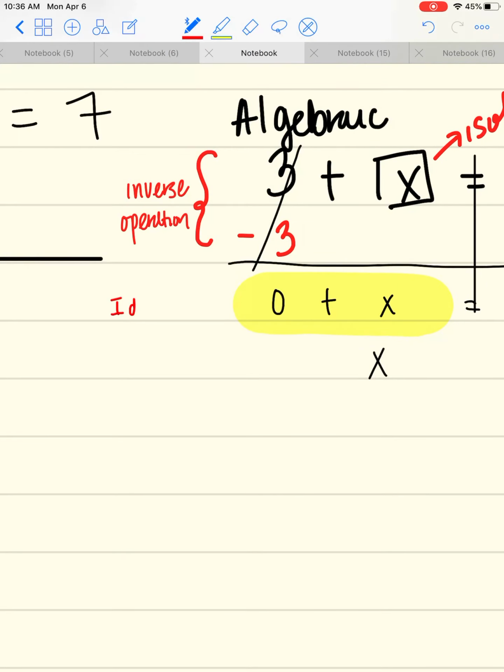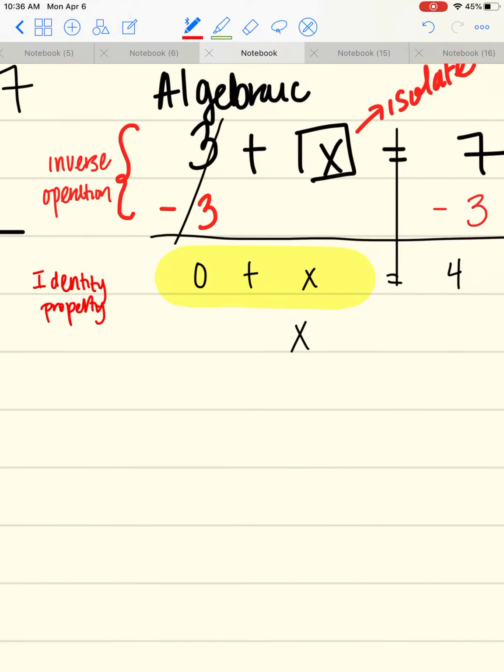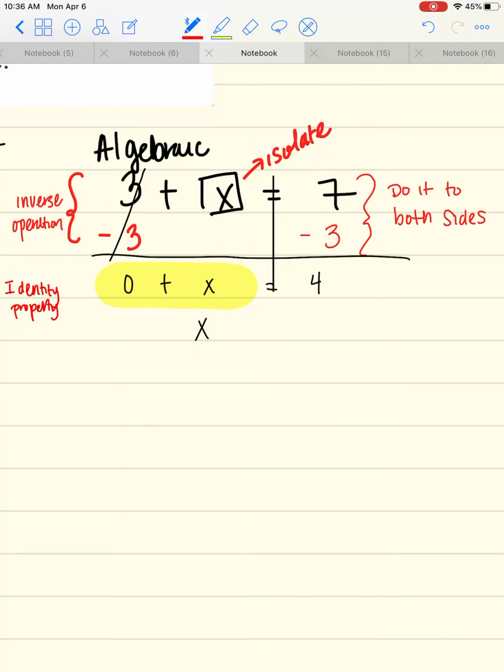This is called the identity property. Every time you add a number by 0, like for example x plus 0, 2 plus 0, 3 plus 0, 5 plus 0, a million plus 0, will always just be that number itself. And this is why we're simply left with x. And we know that because of that, x is equal to 4.